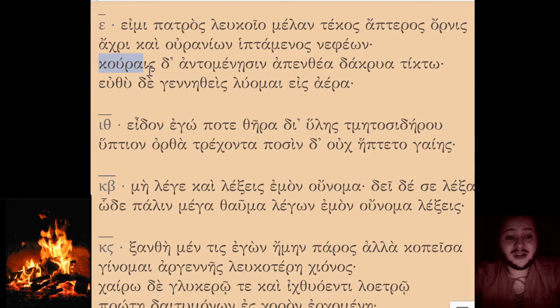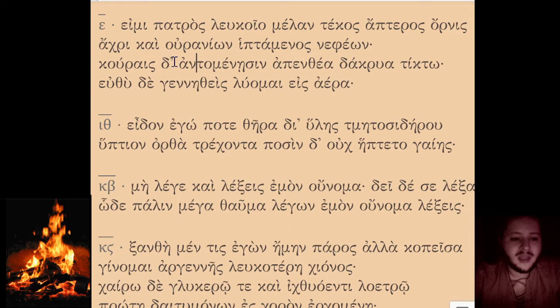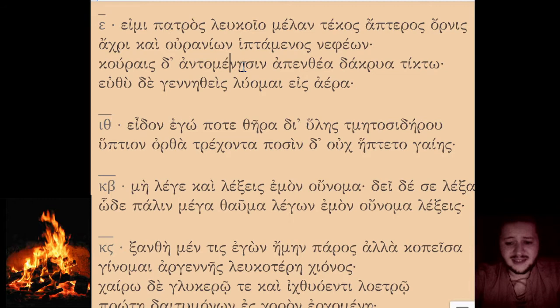But here, because the next word starts with a vowel, in poetry a lot of the time what you'll see is that it'll just become the apostrophe. So, kures d'andomenesin. So, to pupils, and we have "and". So it's "and to pupils". Then we have andomenesin, and this is another participle.